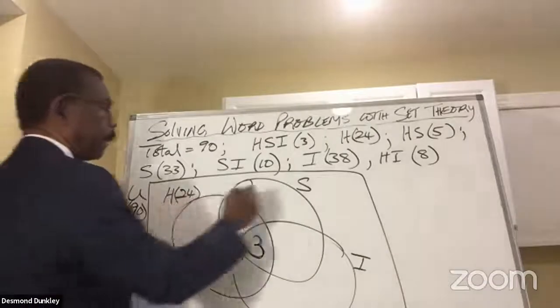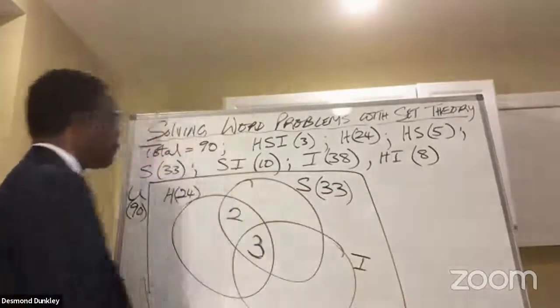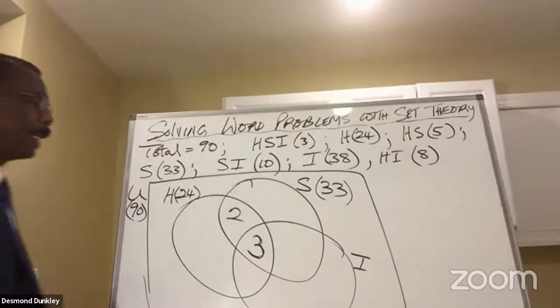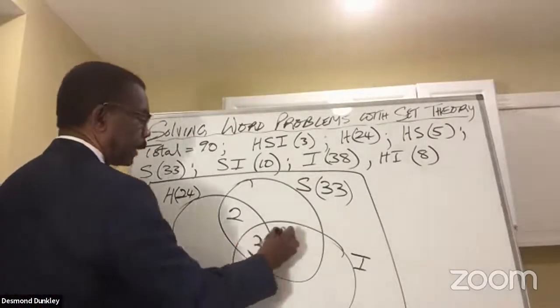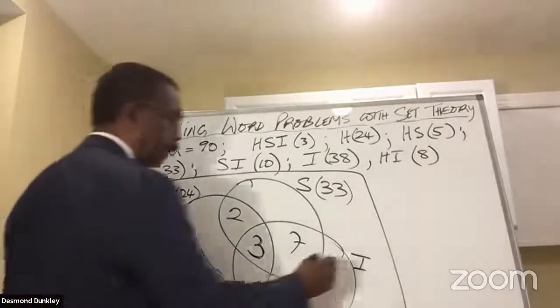Soda is 33. Soda and ice cream is 10. If this is 3, then this has to be 7. Ice cream is 38.